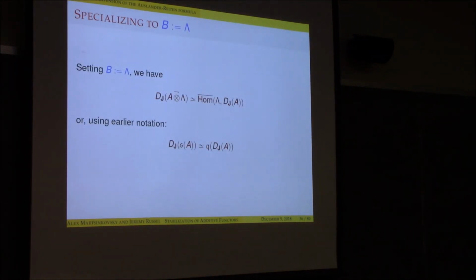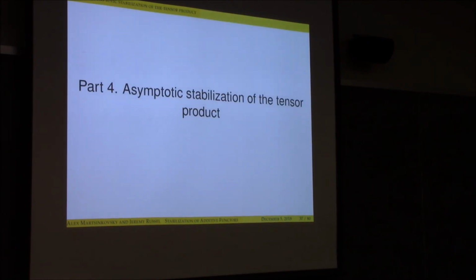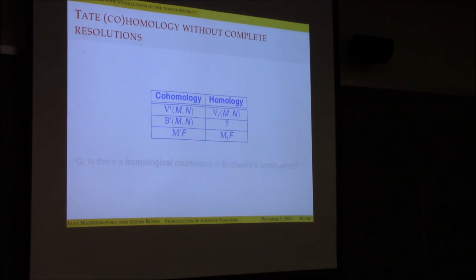Well, specializing to B being lambda, what this says is that the dual, think of this as a character module. The character module of the torsion becomes the cotorsion of the character module. That's how it reads. But that's going to be the last topic for today.